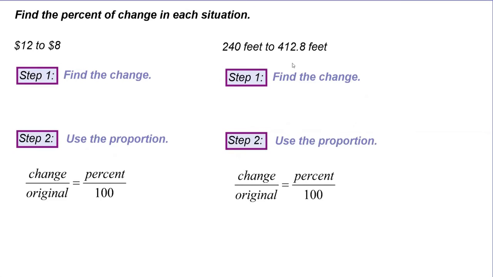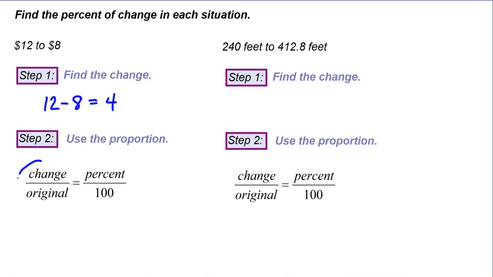Let's take a look at a couple more. Here we want to find the percent change in each situation. So we had a change from $12 to $8. The first thing we want to do is find out how much that change is. So I just use subtraction. 12 minus 8 is 4. So that's the amount of change.